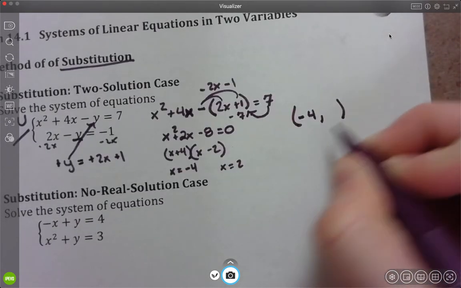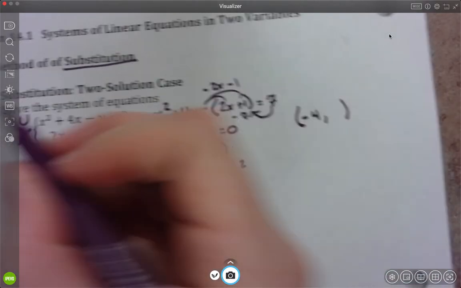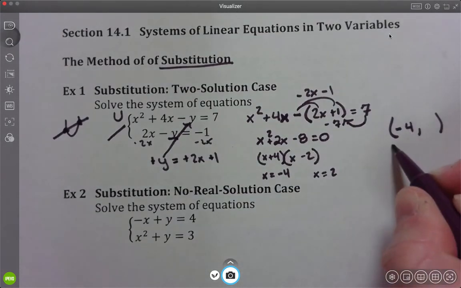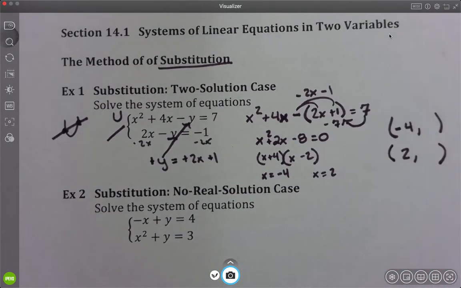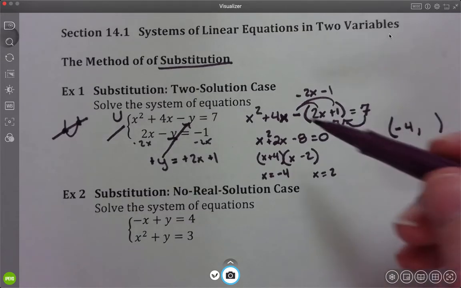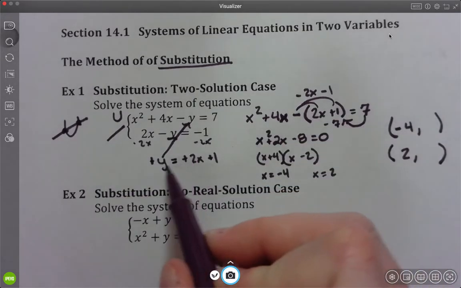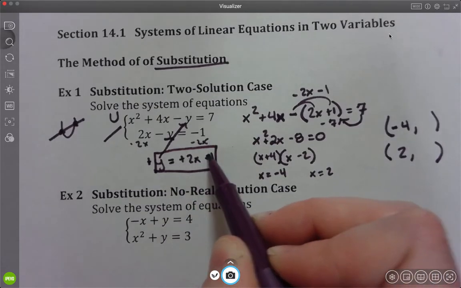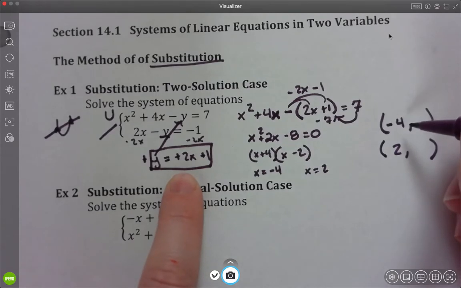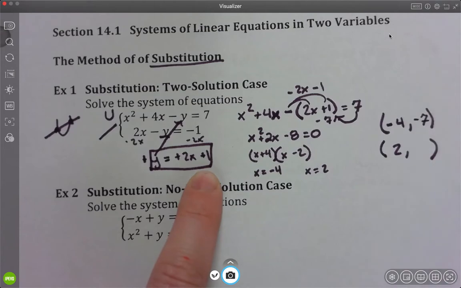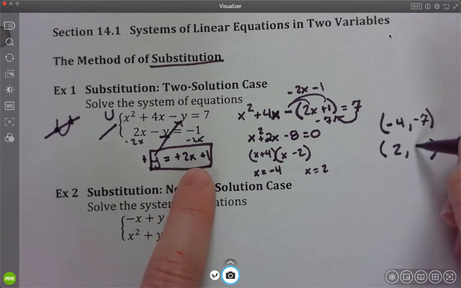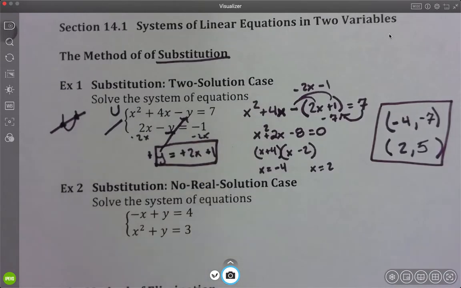So these two places of intersection where we have this parabola and that line intersecting with each other are negative 4 comma something and 2 comma something. And we have to figure out what the somethings are. Okay. So I'm going to plug them back in, and you can plug them in wherever you want to, but this one's the easiest probably. y equals 2x plus 1, okay? So 2 times negative 4 is going to be negative 8, plus 1 is negative 7. There we go, so negative 4, negative 7, and then if I plug 2 in, 2 times 2 is 4, plus 1 is 5. So these are going to be my 2 points where those guys are going to cross each other.